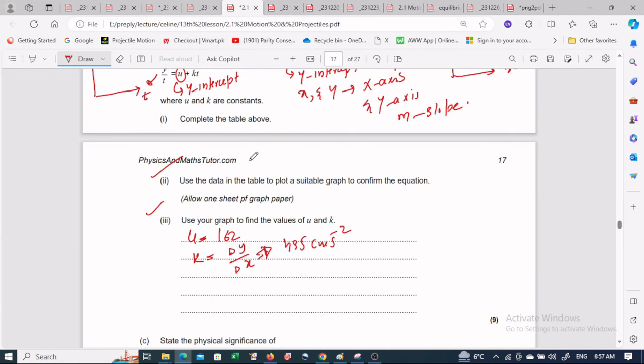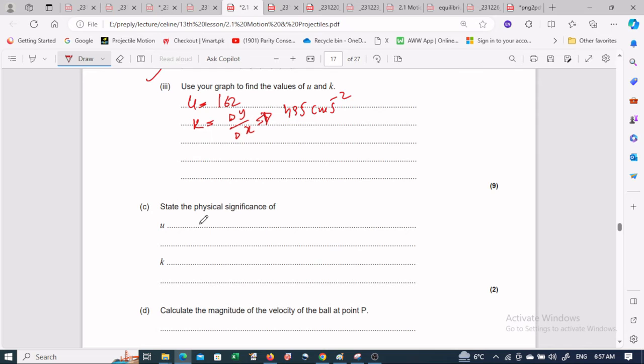Okay, now state the physical significance. So what is the physical significance? u is the initial vertical component of velocity.